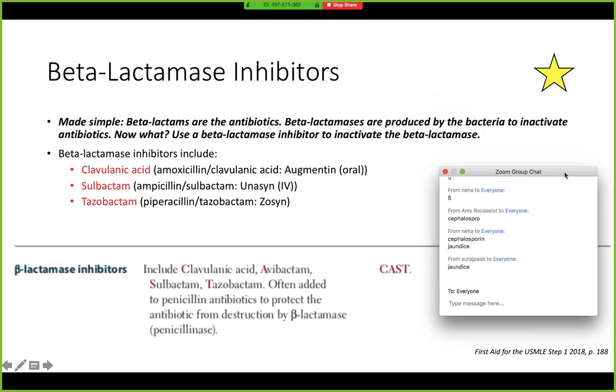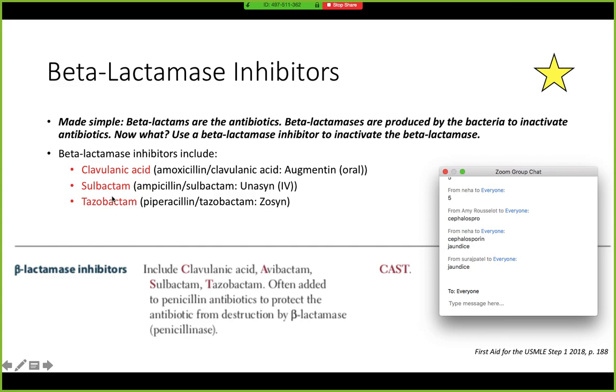Okay, so trying to make it simple. So your beta lactams are the antibiotics. The beta lactamases are produced by the bacteria to inactivate the antibiotics. So what is the solution? You use a beta lactamase inhibitor along with the beta lactam to inactivate the beta lactamase. So if you're struggling with that, just read this a few times and get your head wrapped around that, because this concept here is very important.